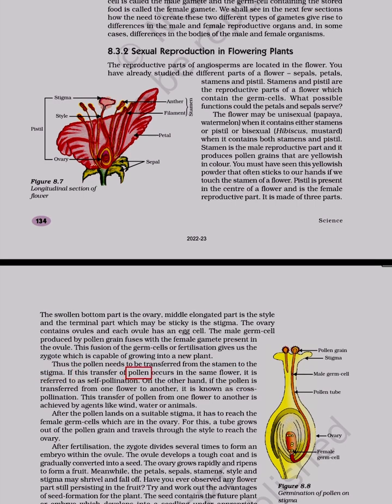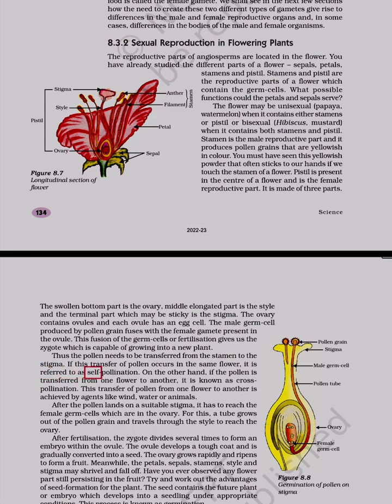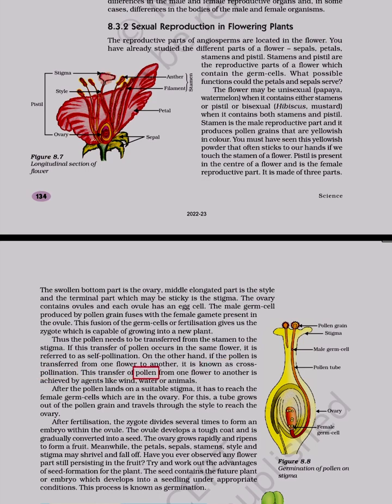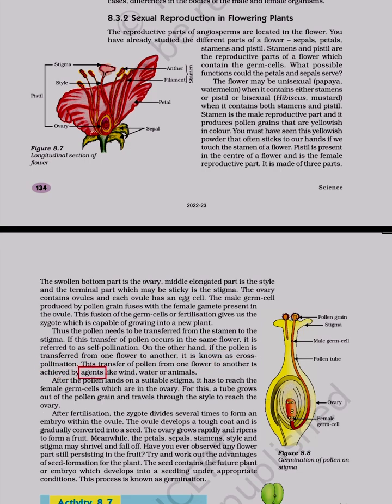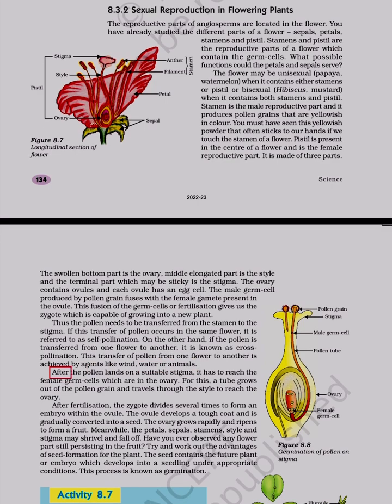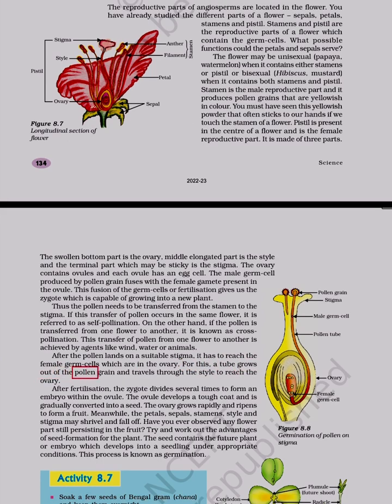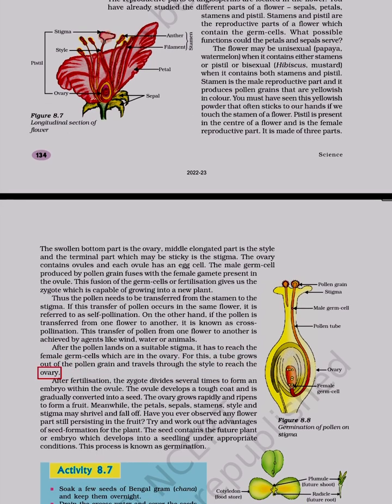If this transfer of pollen occurs in the same flower, it is referred to as self-pollination. On the other hand, if the pollen is transferred from one flower to another, it is known as cross-pollination. This transfer of pollen from one flower to another is achieved by agents like wind, water or animals. After the pollen lands on a suitable stigma, it has to reach the female germ cells which are in the ovary. For this, a tube grows out of the pollen grain and travels through the style to reach the ovary.